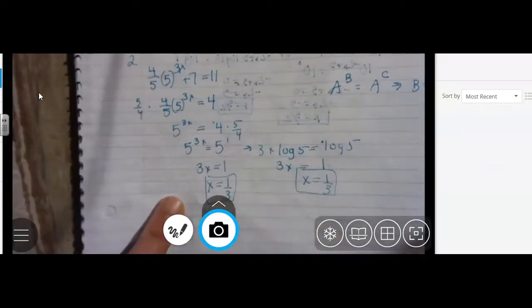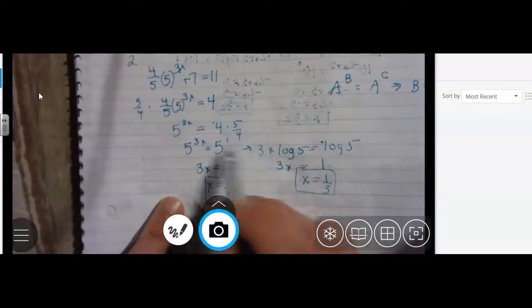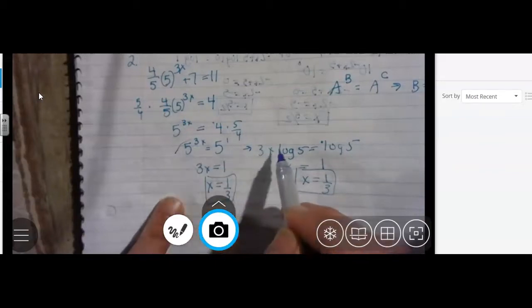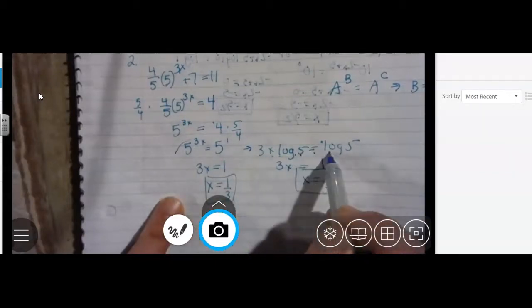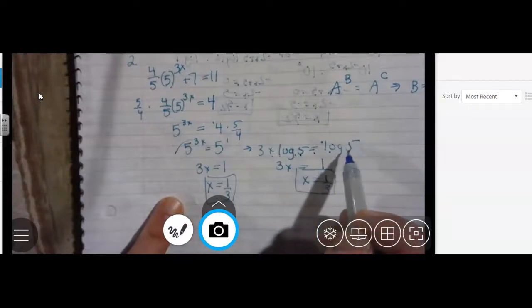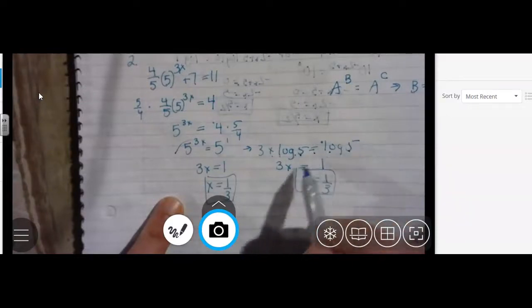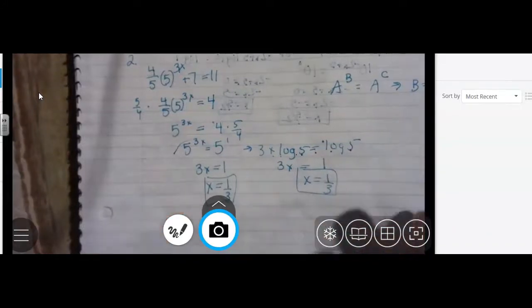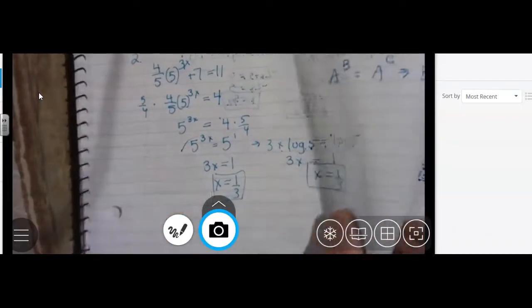If you didn't notice that, then like I said, you can bring this 3x down, make it 3x log 5 equals log 5. That's taking the log of both sides. Then you get 3x is equal to 1 and x equals 1/3. So in either case, the answer is going to be 1/3.